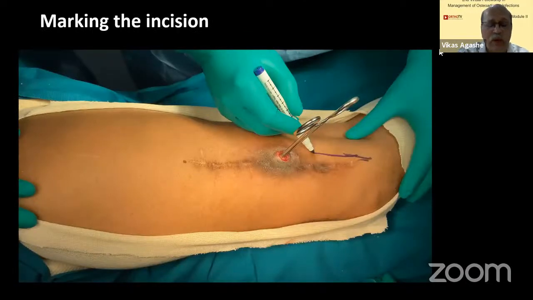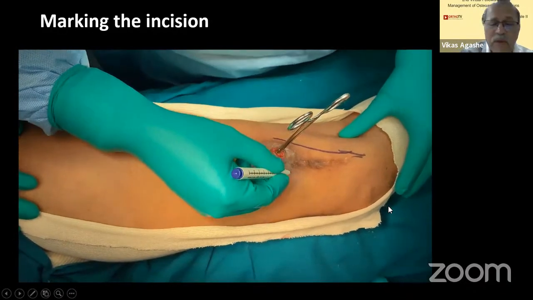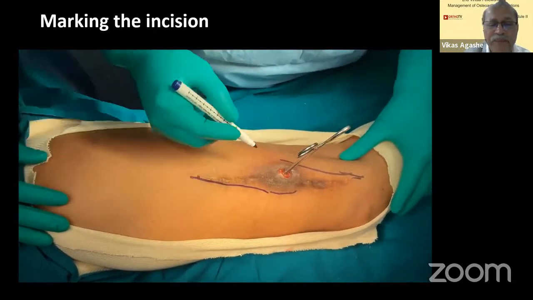This must be a video. Can you start, please? Yeah. So as we discussed, we need to excise the scar completely.